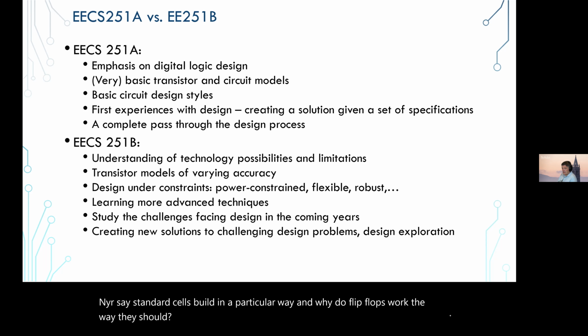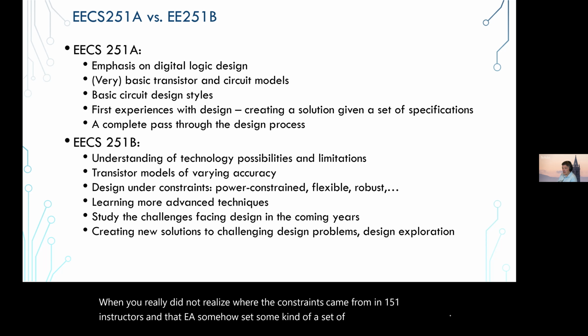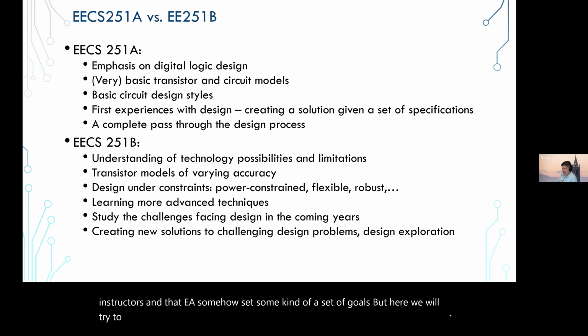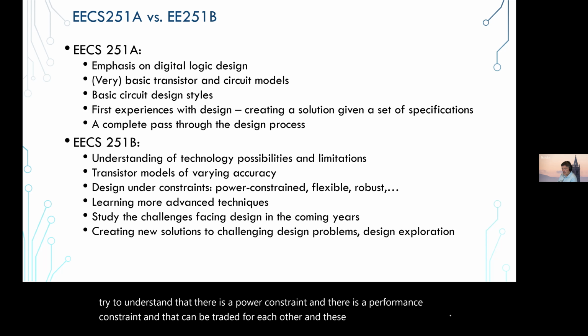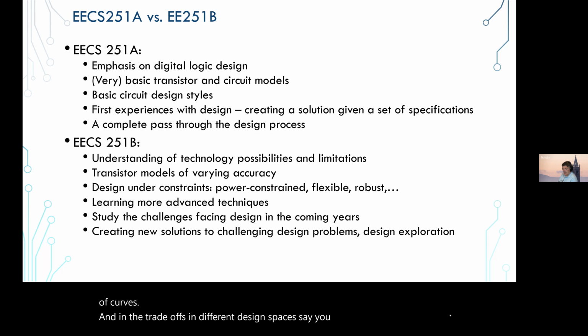We really did not realize where the constraints came from in 151. The instructors and the TA somehow set some set of goals, but here we will try to understand that there is a power constraint and a performance constraint, and they can be traded for each other. By setting different kinds of constraints, we'll end up exploring a different set of curves and trade-offs in different design spaces, say, building a cloud machine versus a cell phone.